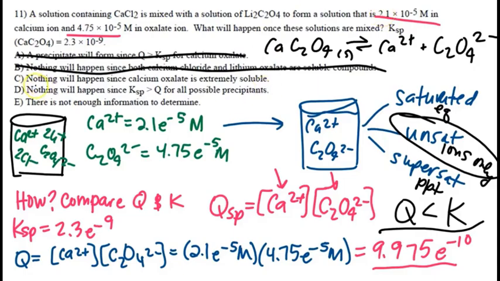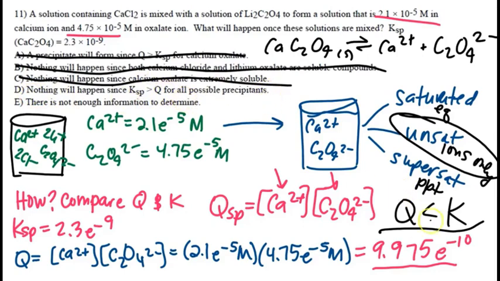For letter C, nothing will happen since calcium oxalate is extremely soluble. That doesn't make any sense. They're both going to dissolve. They're both going to be soluble ions. Letter D, nothing will happen since KSP is greater than Q for all possible precipitates.